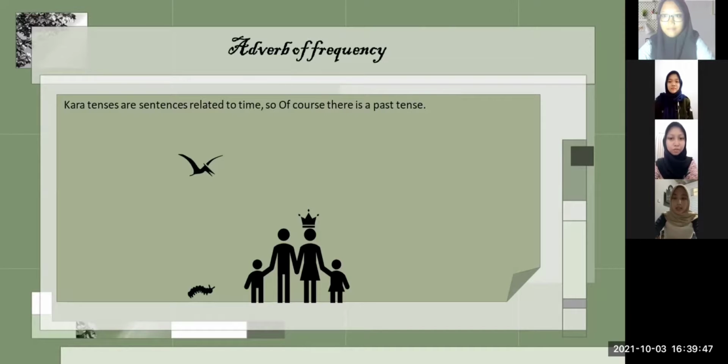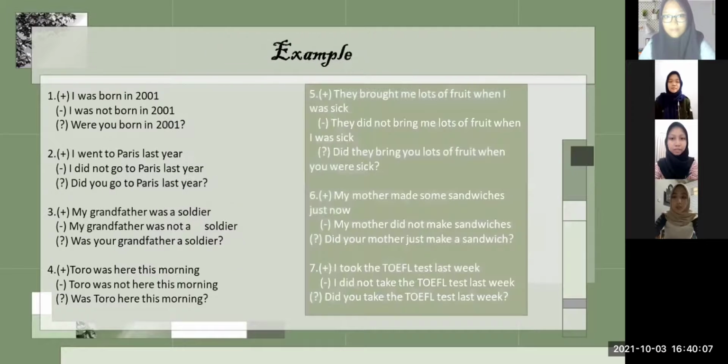Example 1. Positive: I was born in 2001. Negative: I was not born in 2001. Question: were you born in 2001? Example 2. Positive: I went to Paris last year. Negative: I did not go to Paris last year. Question: did you go to Paris last year? Example 3. Positive: my grandfather was a soldier. Negative: my grandfather was not a soldier. Question: was your grandfather a soldier?